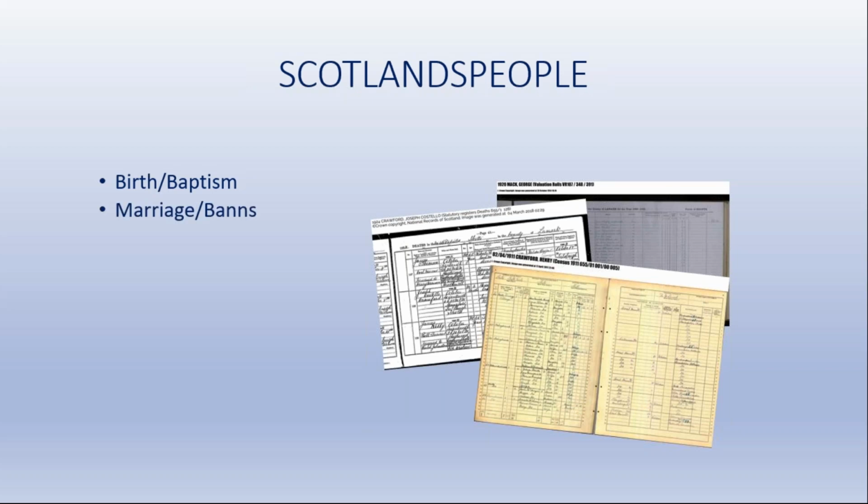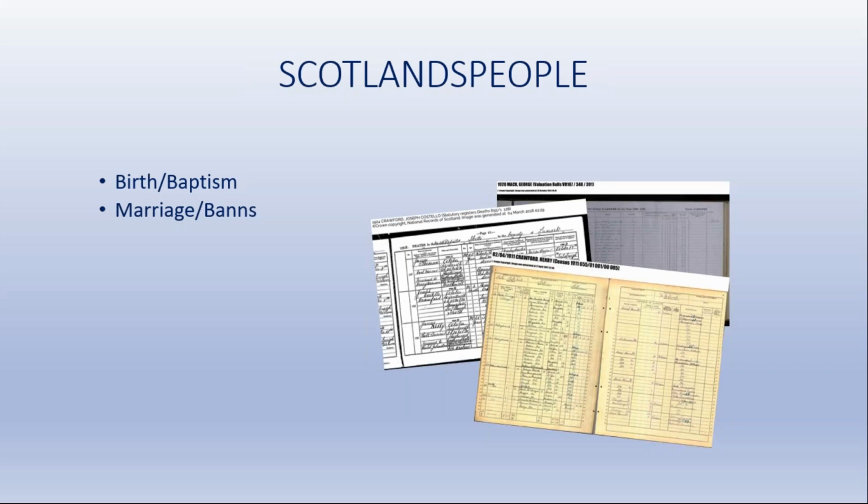For marriages, the OPR is the banns, which is the intention of the couple to marry, and that was proclaimed from the pulpit in each parish church for 3 consecutive Sundays prior to the couple actually being married. And we will look at statutory marriage records.